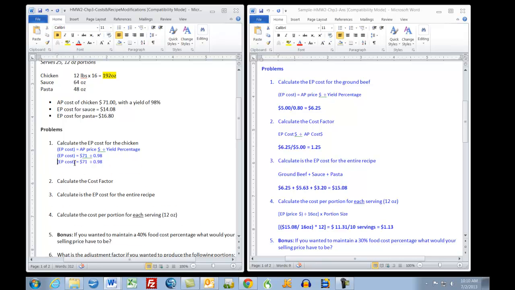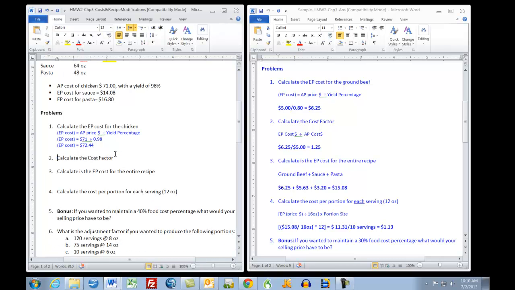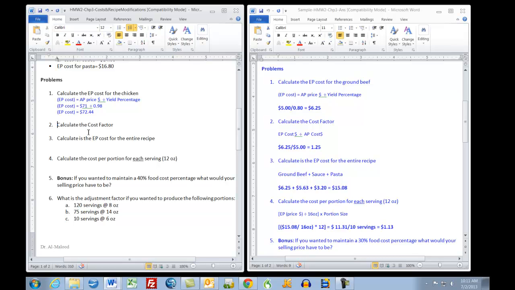So 71 divided by 98 will give us a new EP cost of $72.44. So this is how you solve the first part of it. Now, I am not going to go through the rest of homework 2 unless someone indicates that they have a specific question in mind that they would like to go over.